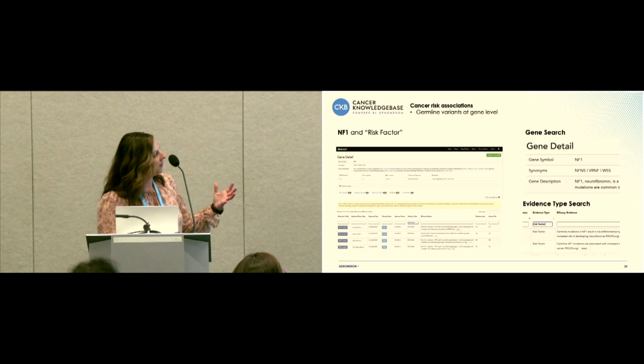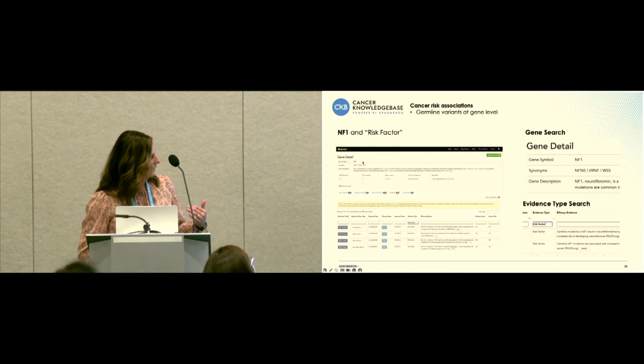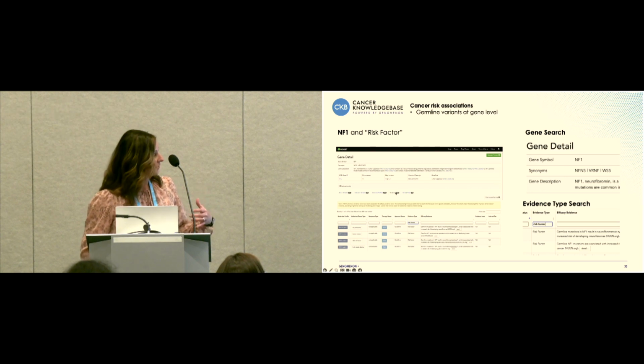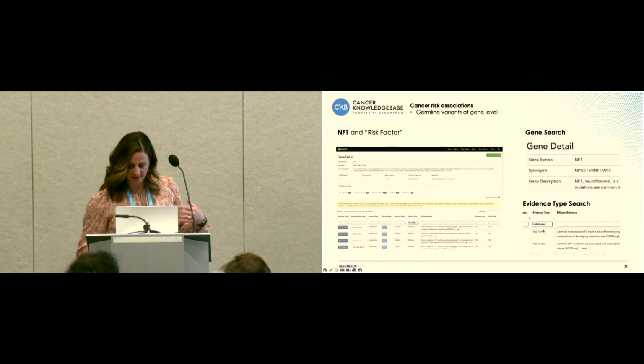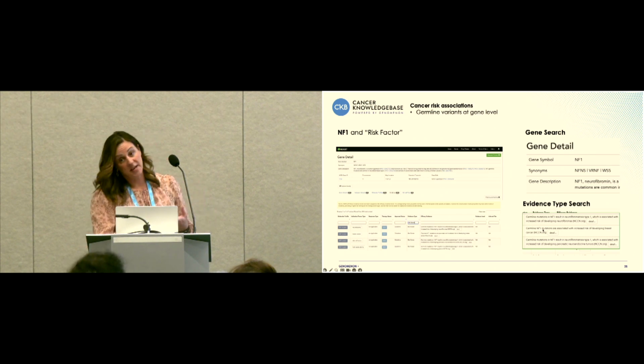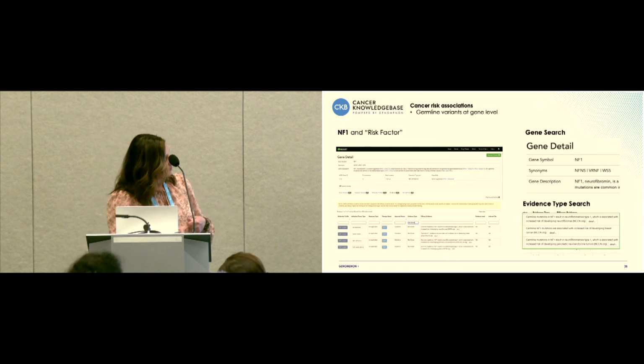So this is a screenshot of the web-based version of CKB Boost. And so on the left-hand side here, we've searched on NF1. And so you see some information related to the gene at the top, but below that is where you're going to see information related to, in this case, specifically we're looking for evidence related to risk factor. So here, again, just zooming in, NF1, and if we filter down to risk factor through this column right here called evidence type, we can determine if there's anything related to, in this case, breast cancer, as well as neurofibromatosis type 1.